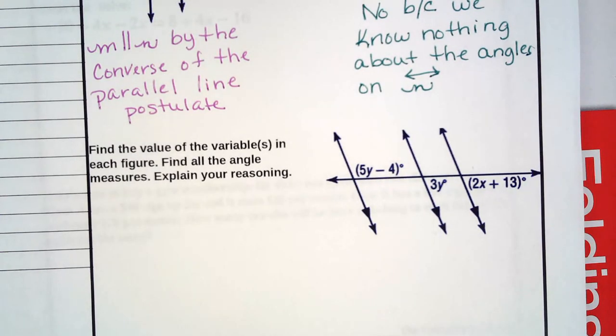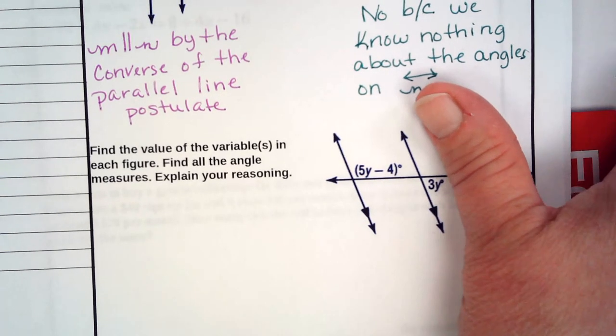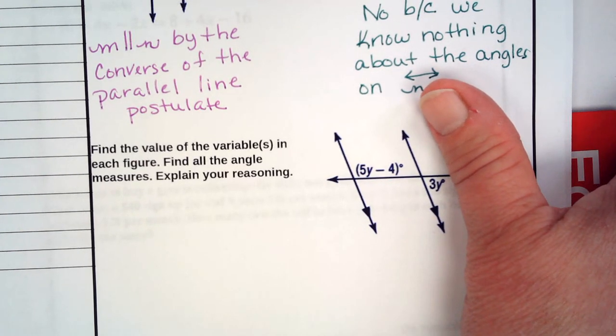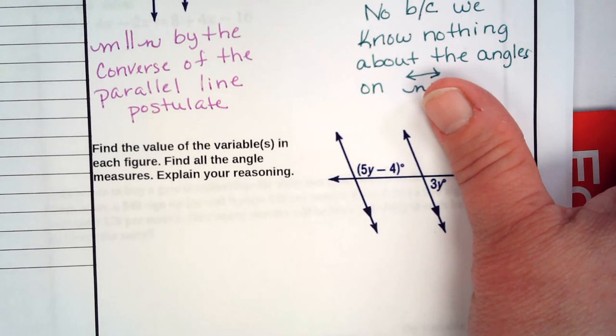So, let's get started. Find the value of the variables in each figure. Find all the angle measures and explain your reasoning. So if I'm looking at this, first thing I'm going to do is cover this up. It's not going to help me much to try to look at all of those lines that are parallel together. So as I cover it up, I've got to decide, are the two angles congruent or are they supplementary?